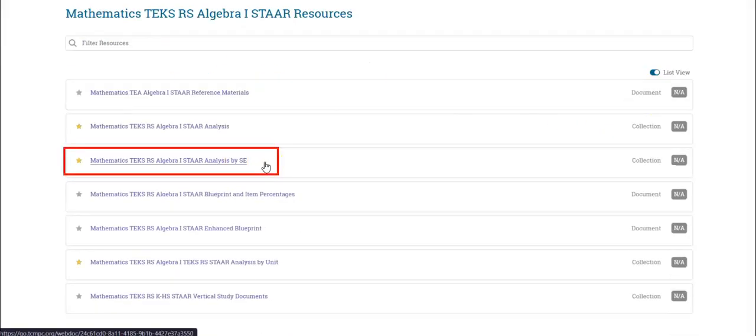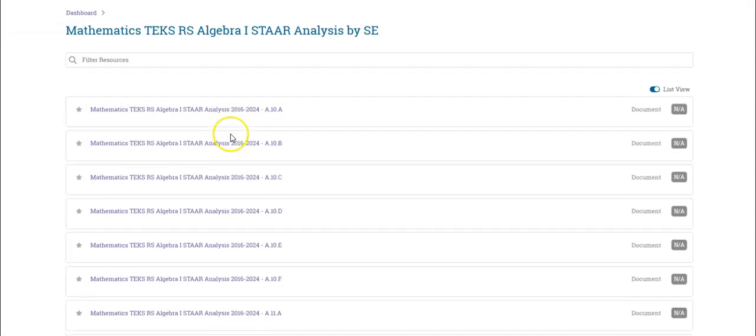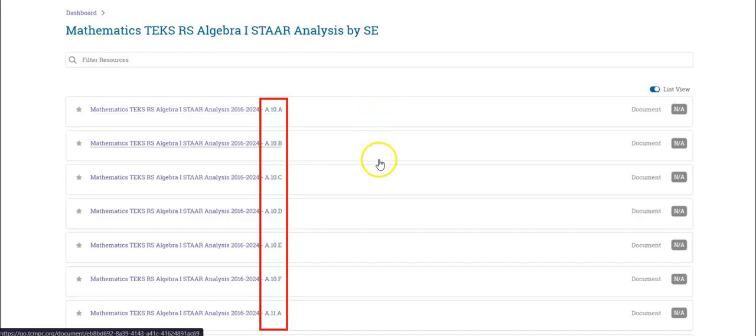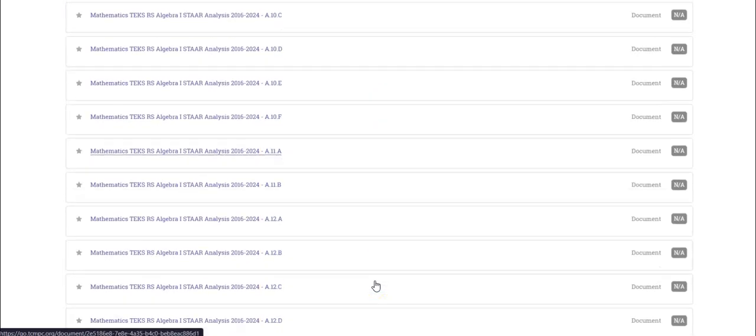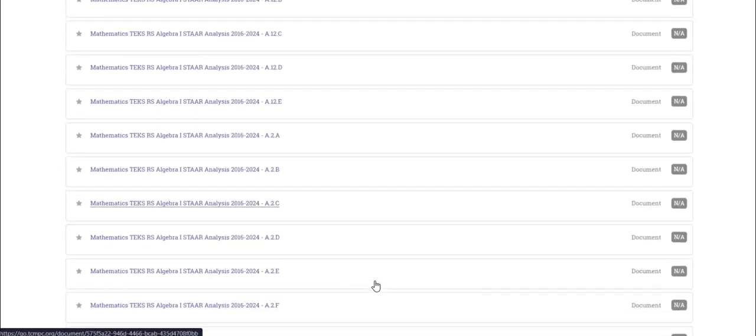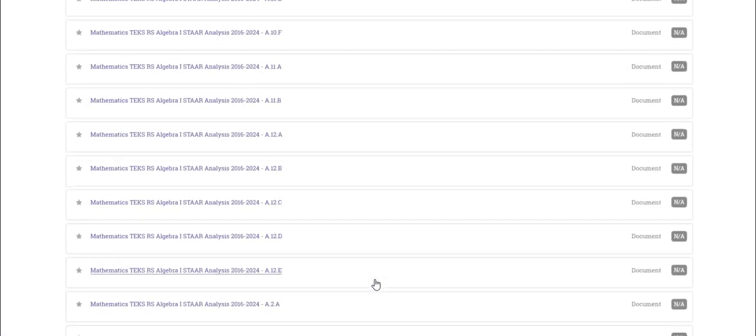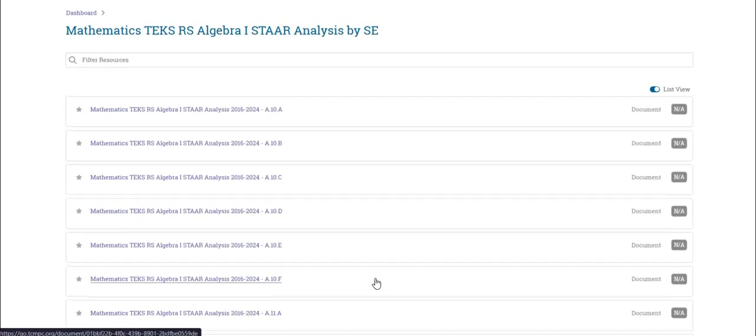So next you have the STAAR analysis by SE, so that's by standard. If you click inside of here, the STAAR analysis is listed by TEK or by standard. So this is in alphabetical and numerical order. So of course 8.1 or 10 is going to come before 8.2 or 8.3 or 8.4, etc.